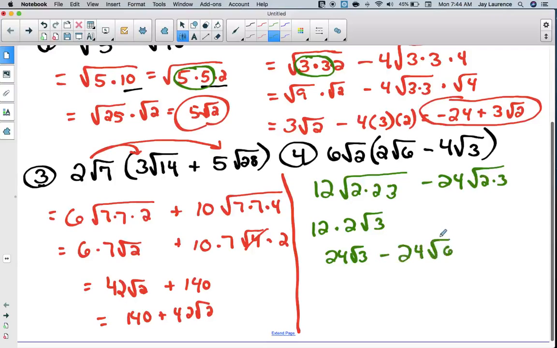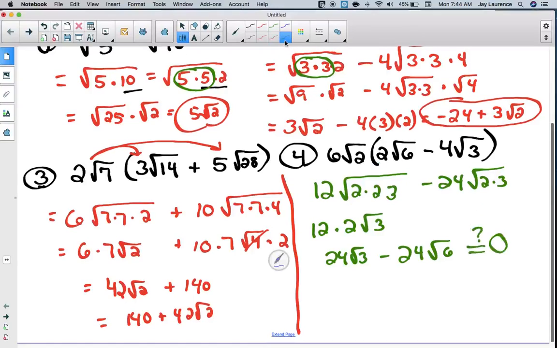I have a question for you. Does this equal 0? And of course, you should know the answer is no, it does not equal 0, because these are not like terms. There's 24 rad 3s, but there's 24 rad 6s. Rad 3s and rad 6s are not the same.